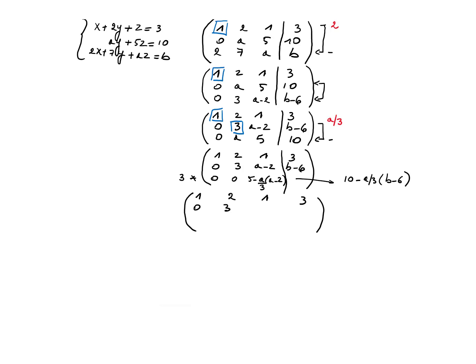0, 3, a minus 2, b minus 6, so I have 0, 0 here. I'll have 15 minus a minus 2, and I'll have 30 minus a b minus 6. Okay, so this is our final augmented matrix, and now we should start discussing what will happen using a and b.